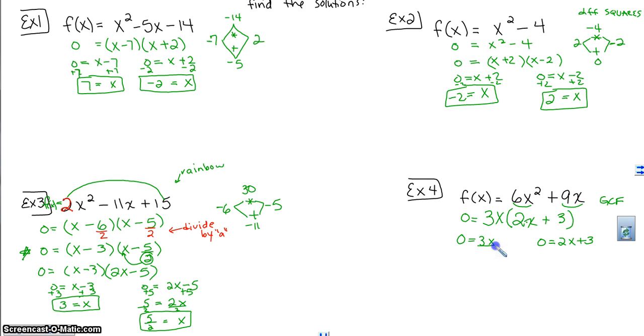Solve individually. So we get 0. Then over here, if I subtract 3 from both sides of the equal sign, divide by 2. There are my x-intercepts. Now, again, you can use your technology to help you check these answers.